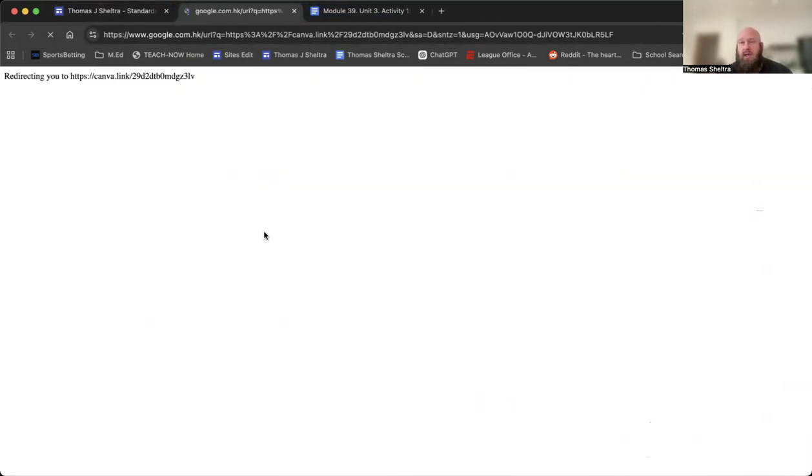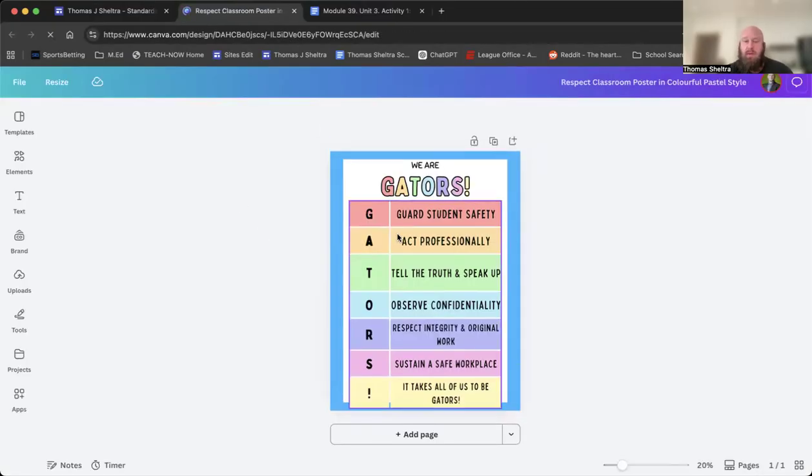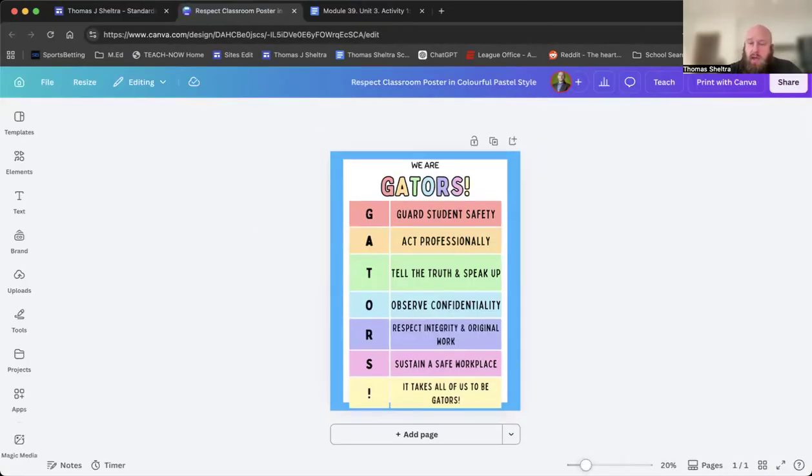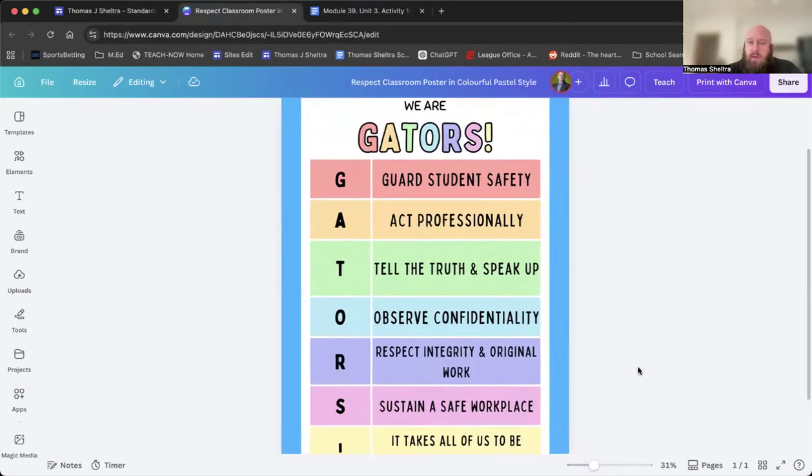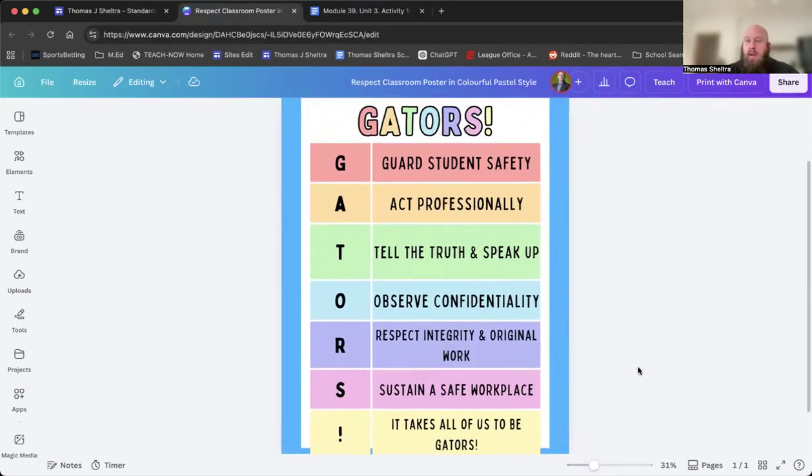This is again taking that Gators framework, and this can be a poster that could be applied within the school network. Excuse me, within our campus. And so this would be something that could go along with all of our core values that we like to espouse monthly.